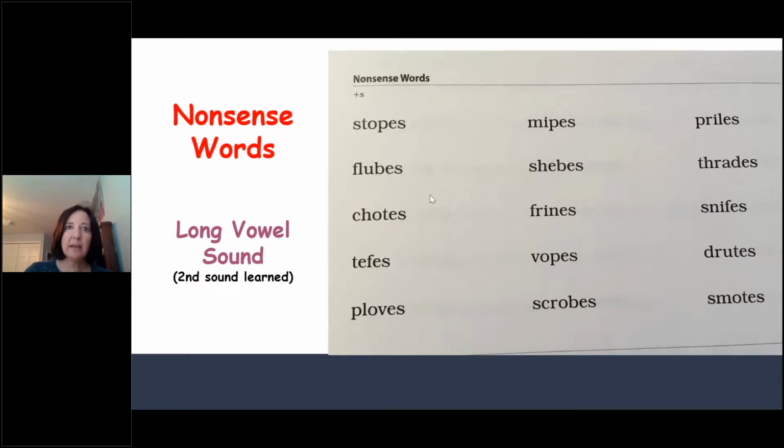The video is turned back on now. This is stopes, flubes, chotes, teefs, ploves, mipes, sheebs, frines, vopes, scrobes, priles, thrades, snifes, droots, smotes.